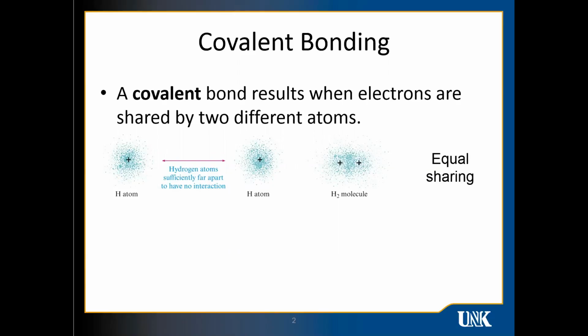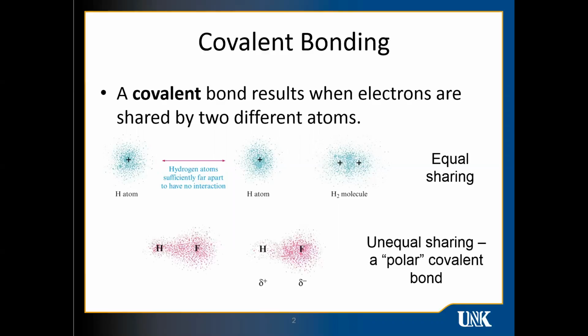And so in some compounds, we have equal sharing. So for instance, in the hydrogen molecule, we have two hydrogen atoms coming together and sharing their electrons across each other to form a chemical bond, and there's equal sharing. So the electron density is not shifted toward either one atom. They're both equal, and so we've got a bond between the two hydrogen atoms coming from this sharing.